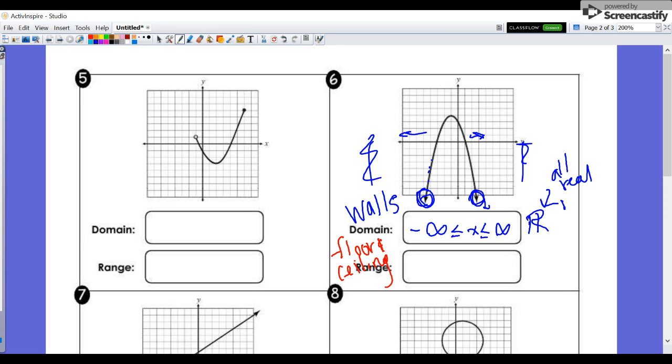So now let's look at our floor and our ceiling. Well, I can make a ceiling right here. And remember, my ceiling is my largest value. So I've got a ceiling of, what's that y value? It looks like it's 4. And this is going down forever. So kind of the same thing with the domain. I'm not going to be able to make a floor because those arrows are going to go right through it. So it's going down to negative infinity.